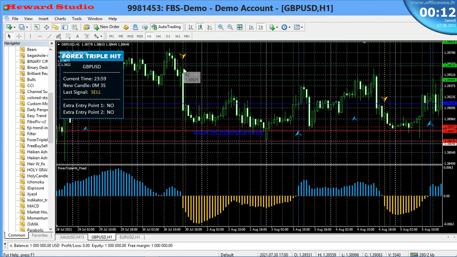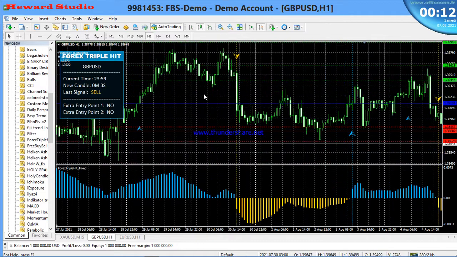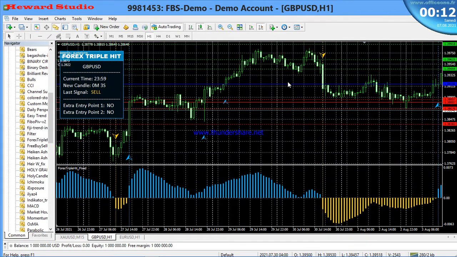Resistance number 2. At resistance number 2, it went down, came up, and went down again to hit support number 1, and even support number 2. I'm sure it got hit. Okay, so this is my support number 1, this red line, and this is support number 2. So you can see that it is possible. Now let's get here again and see.